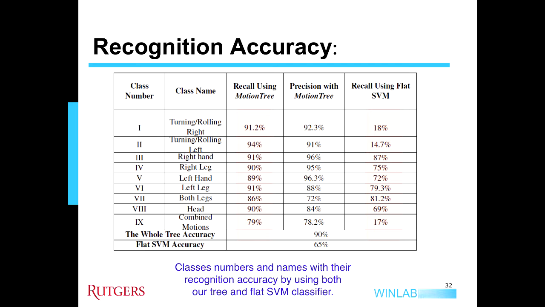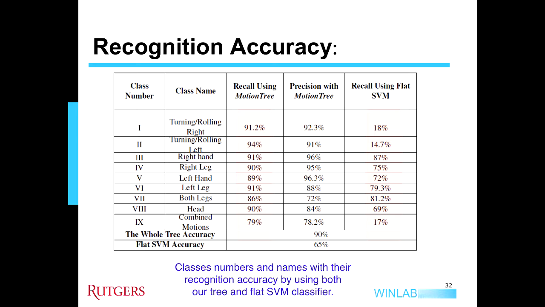For the recognition accuracy for each class and for the whole system, we have something called recall and precision. These are usually measured in classification problems to know how accurate our system is with each class. And the whole accuracy is 90%. So we can know with 90% what exactly the motion is for person and bed.